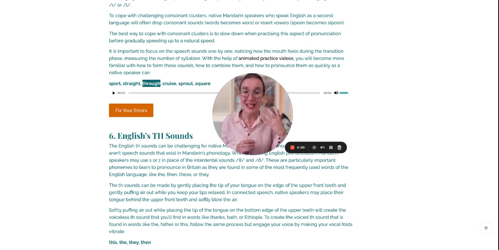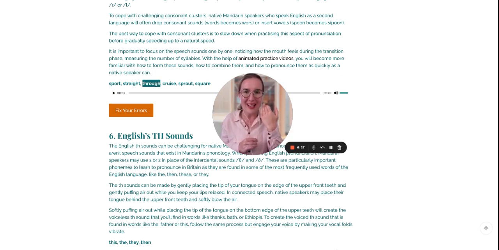We have speech sound animations that guide you through exactly how to produce each sound one by one, looking at the cross section of the mouth. So you can see ooh, and then when we combine it together, through. For the TH, put the tongue tip on the edge of the upper teeth.